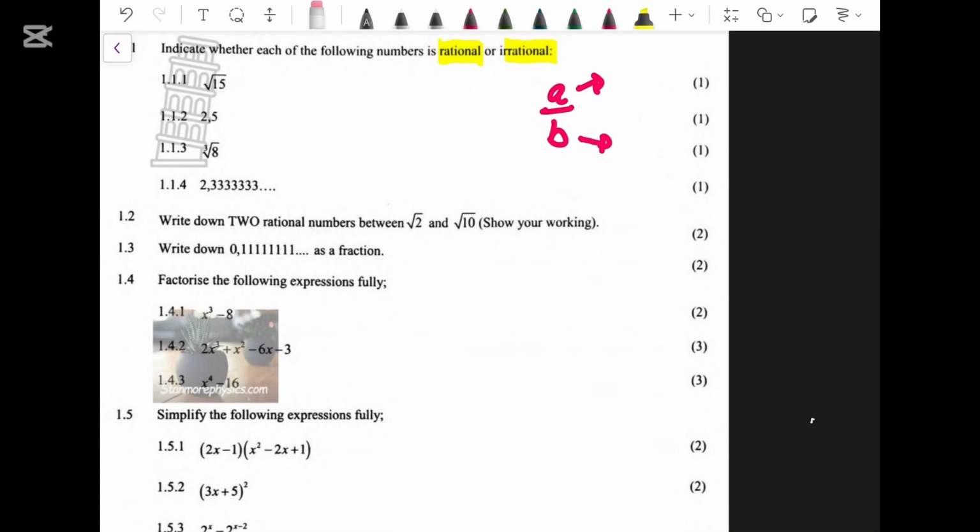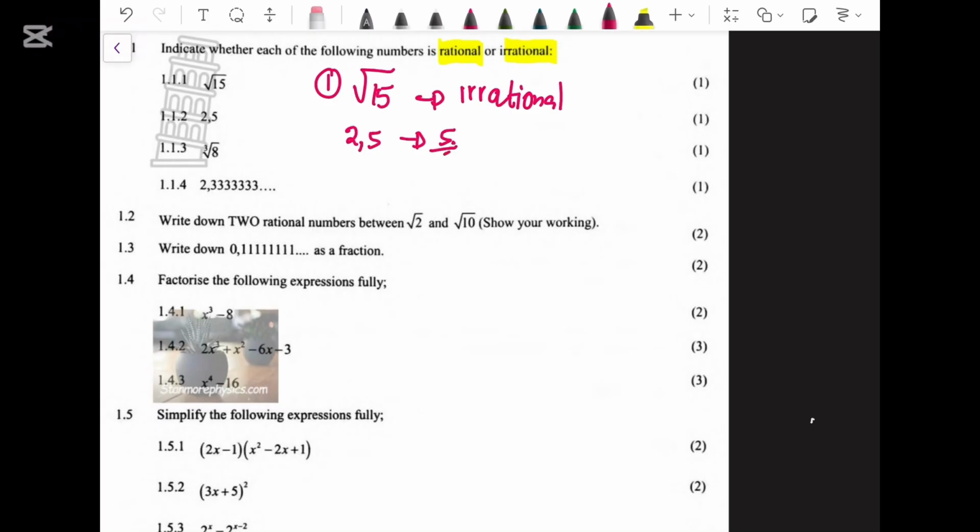Now let's see here. Number 1, we are given the square root of 15. 15 is not a perfect square. So this one is irrational. And then number 2, we are given 2.5. Remember, 2.5 is the same as 5 over 2. So you can see that it can be written as a fraction. So this one is rational.